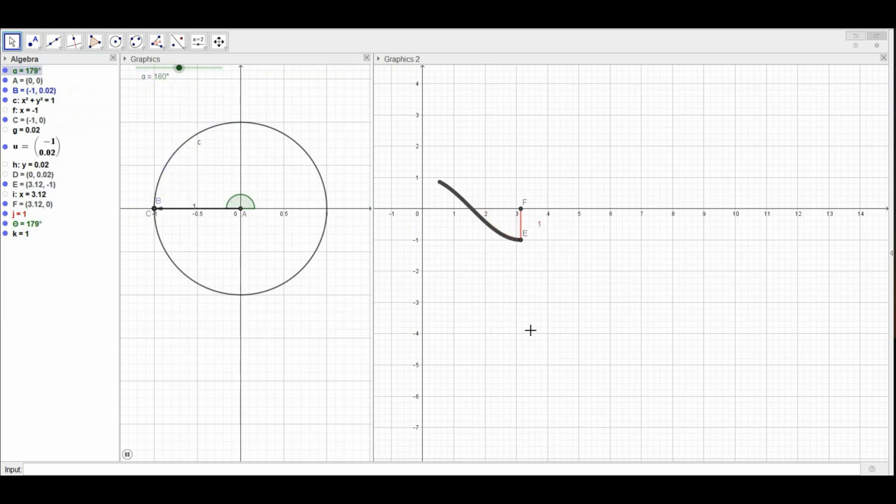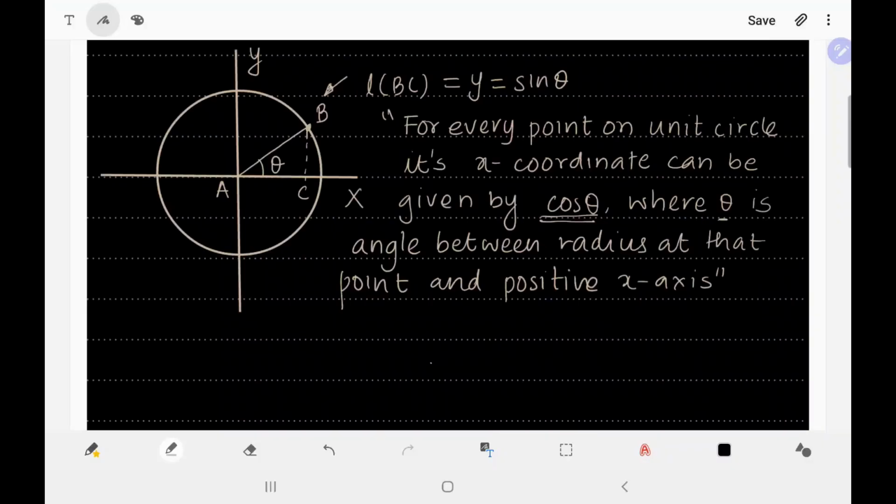Now again, theta is in radians. Now you can see as point B moves along the circle in anti-clockwise direction, the x coordinate of point B follows a cosine function. In other words, we can say that for every point on a unit circle, its x coordinate can be represented as cos theta, where theta is the angle between the radius at that point and the positive x-axis. So we have understood that for every point on the unit circle, its x coordinate can be given by cos theta, where theta is the angle between the radius at that point and the positive x-axis.